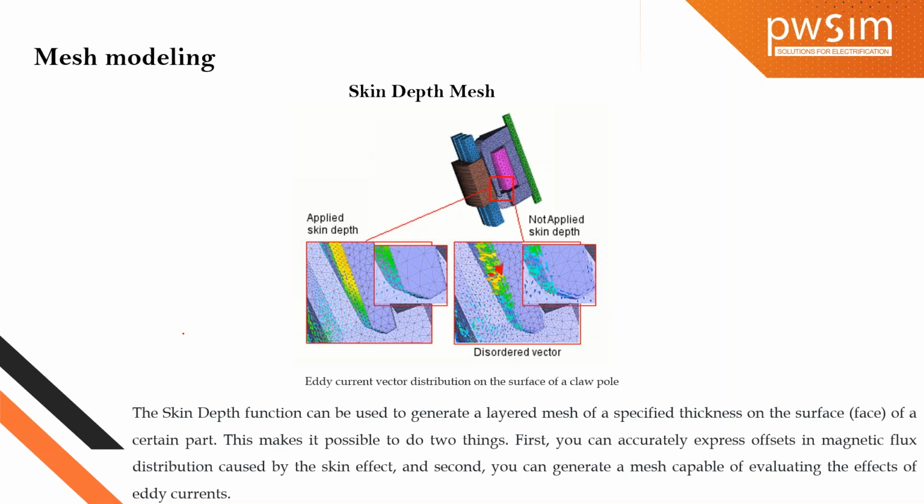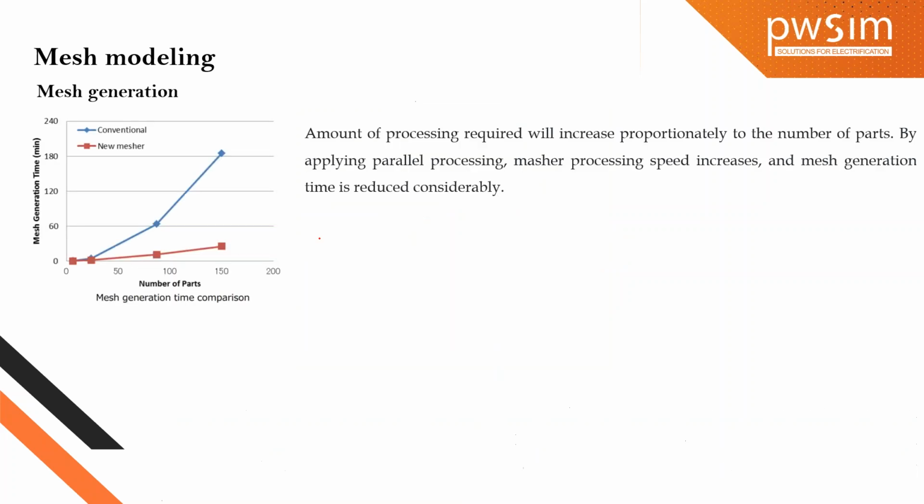And secondly, you can generate a mesh capable of evaluating the effect of eddy currents. So here the applied skin depth is shown in this picture, and here is without skin depth applied. So you can see the difference in the eddy current distribution between these two pictures. The eddy current vectors are disordered in this case without skin depth, and the eddy current distribution is ordered with the applied skin depth option. So these are the two differences why the skin depth mesh is needed in the simulation.